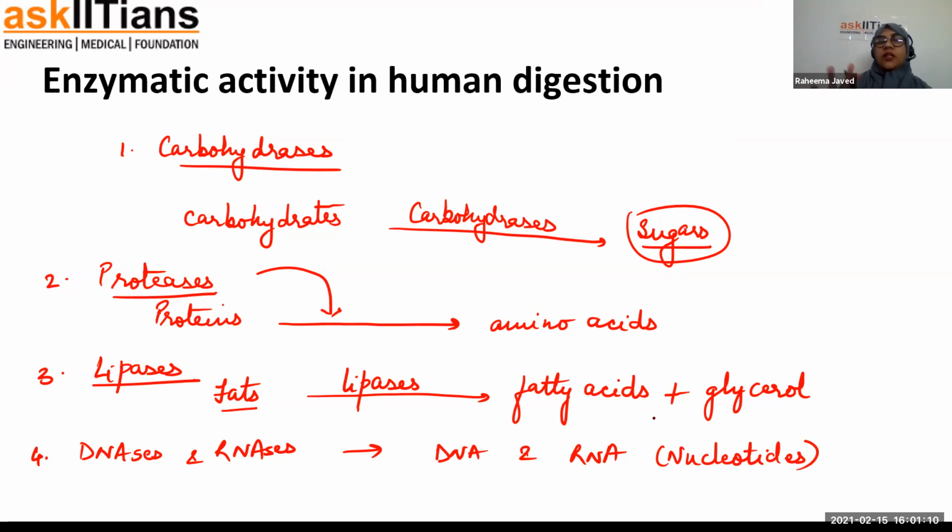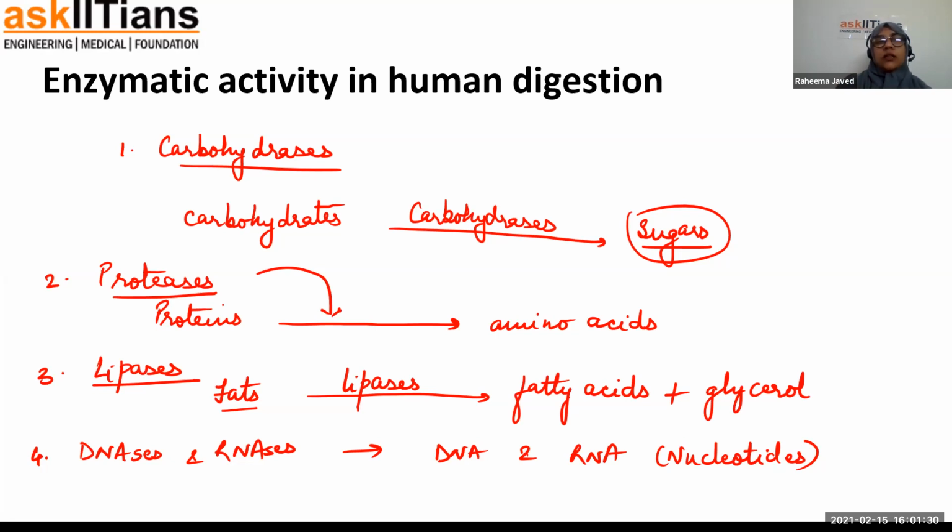So the final products of digestion are all the monomers which are then absorbed and then assimilated by the cells in the synthesis of various products like carbohydrates, proteins, fats, DNA and RNA, according to the requirement of each and every cell.